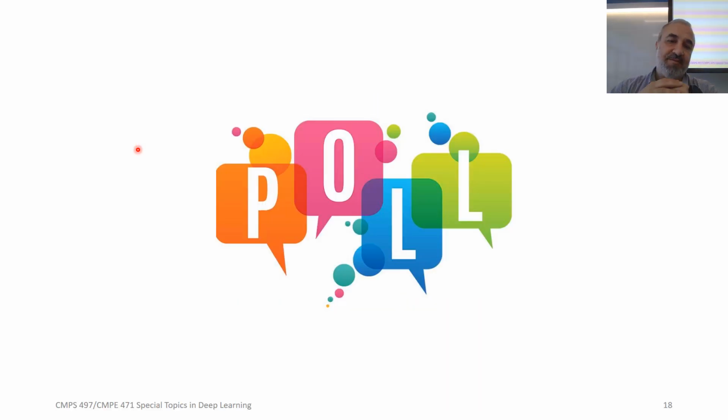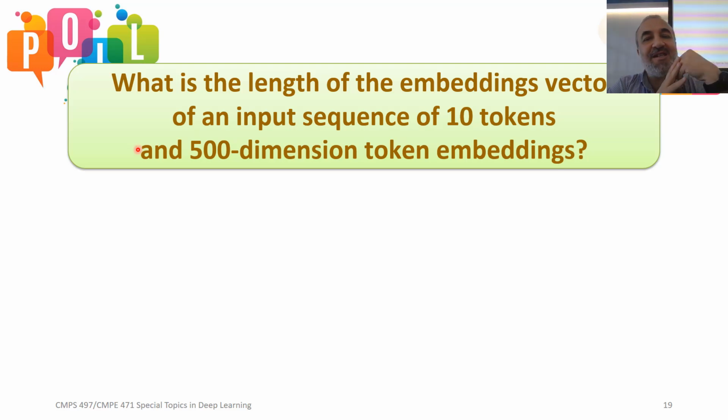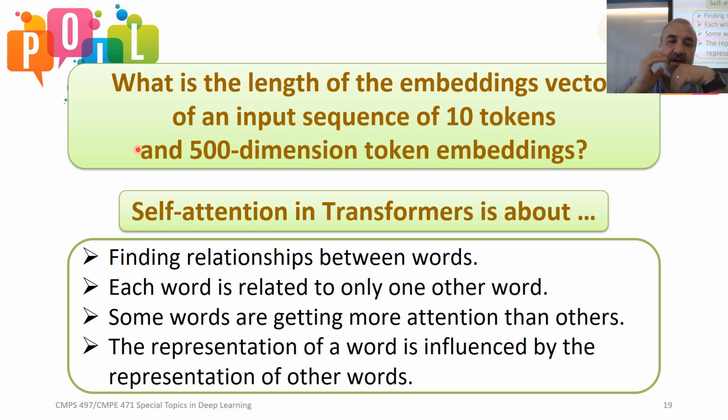Okay, very good. Let me then ask: what is the length of the embeddings vector of an input sequence of 10 tokens and 500 dimension token embeddings? You can think of a token as a word, which is 5,000. Okay, very good.